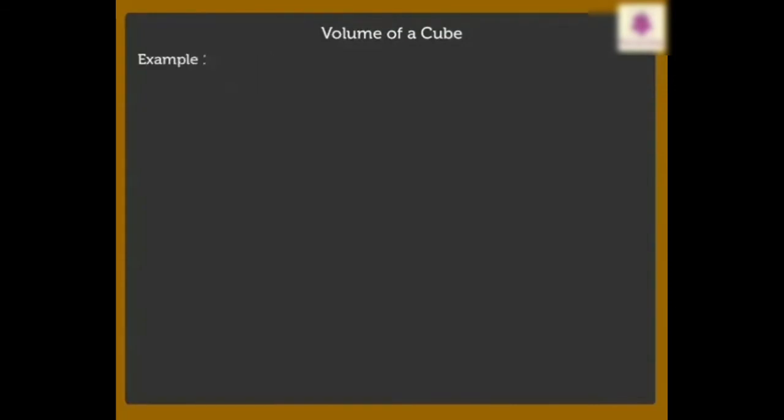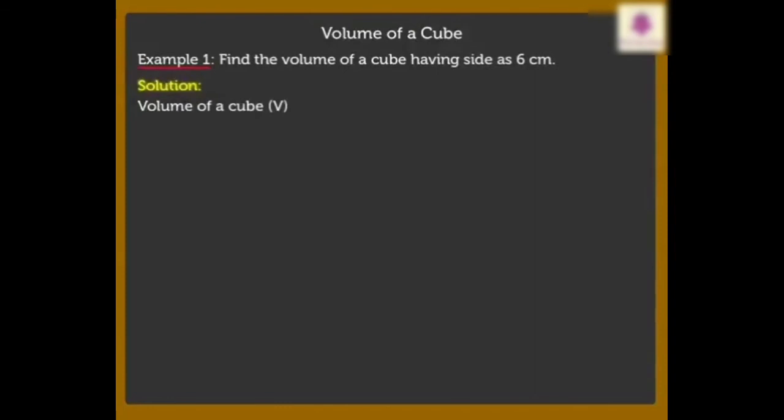Let us solve an example. Find the volume of a cube having side as 6 centimeters. Volume of a cube is equal to side cubed, which is equal to 6 cubed, which is equal to 6 into 6 into 6, which is equal to 216 cubic centimeters. Therefore, the volume of the given cube is 216 cubic centimeters.